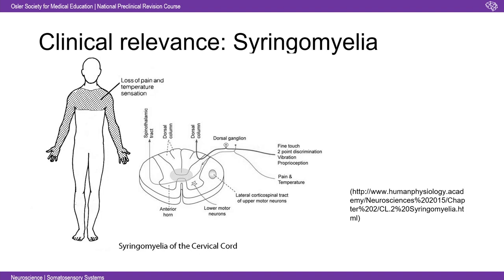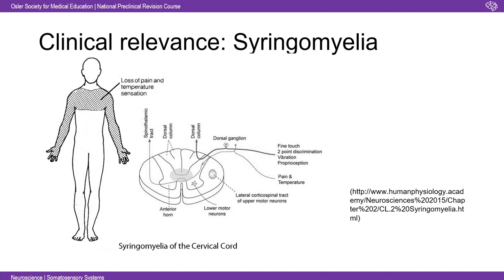The fibers only at this level are affected, so only at these associated levels, because it's only the fibers that are decussating. If the fibers already have decussated, whichever side they're on, or if they're not going to decussate soon, then they're not affected. So it's only the fibers that decussate around the level of the syrinx that are affected by the syrinx. It's just mechanical compression of it.